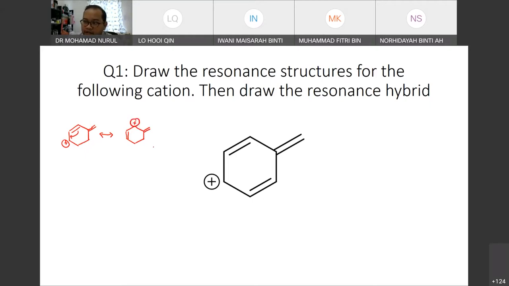Next, we can still move by moving this bond, so it becomes like this. Draw all the sigma bonds. This one is a pi bond, but it doesn't get involved in resonance this time. Now where is the positive charge? It's not here, it should be here. And after that, oh sorry, there is another one.